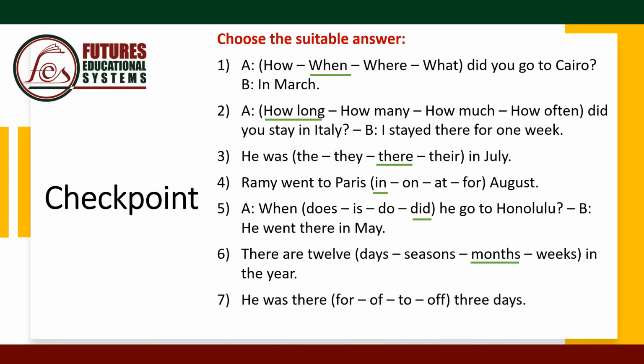Number 7. He was there 3 days. For 3 days. We said that for is the preposition used before a duration. And number 8. He went to Rome in, of, for, on Tuesday. What's the correct preposition that we should use before the days of the week? On Tuesday.